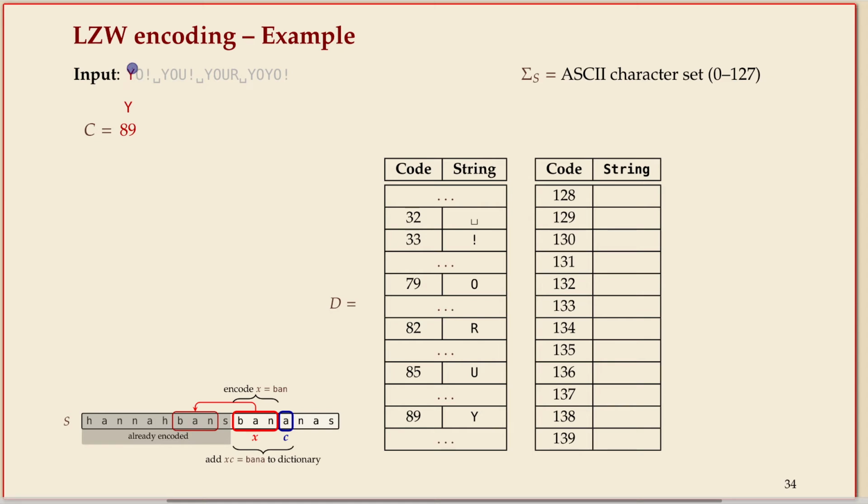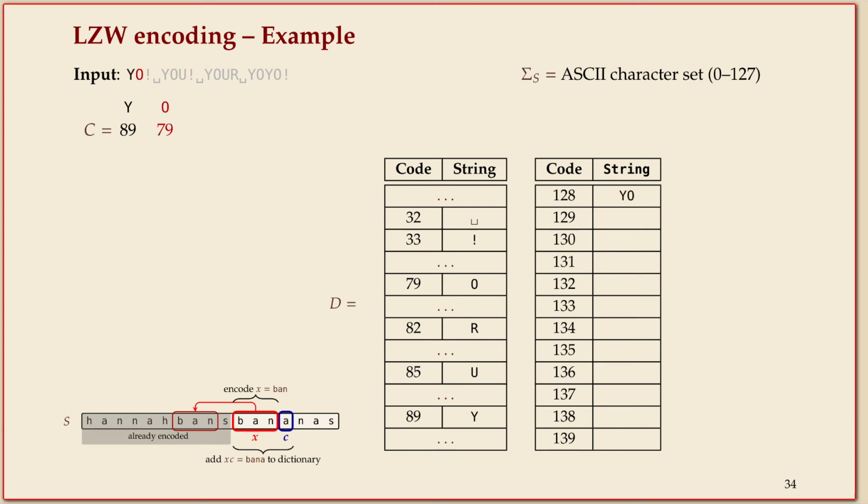But initially, we have only the single letters, so we just take Y. Its code is 89. And so that's the first code that we output. But we're not done yet. Remember, whenever we produce something, we insert a new phrase into the dictionary, and that is the phrase we stored plus one more character. So we insert YO into the dictionary as a new string to use in the future. Okay?